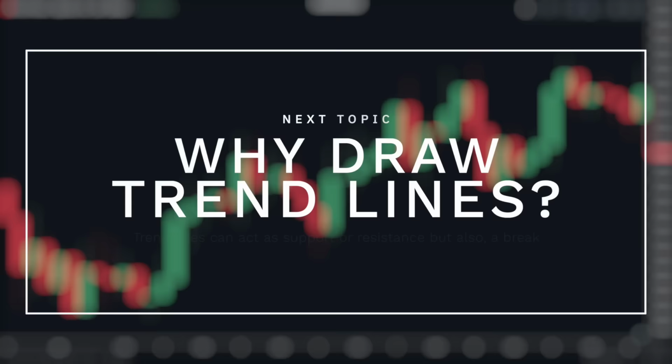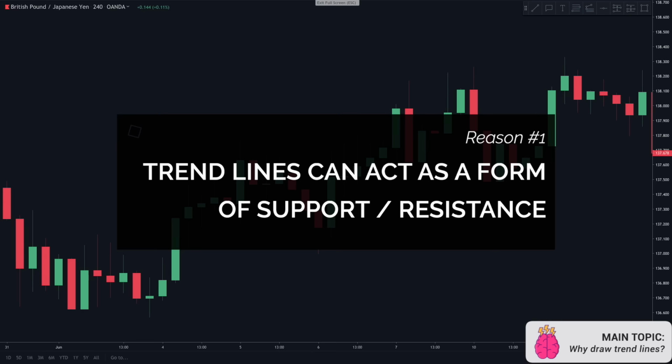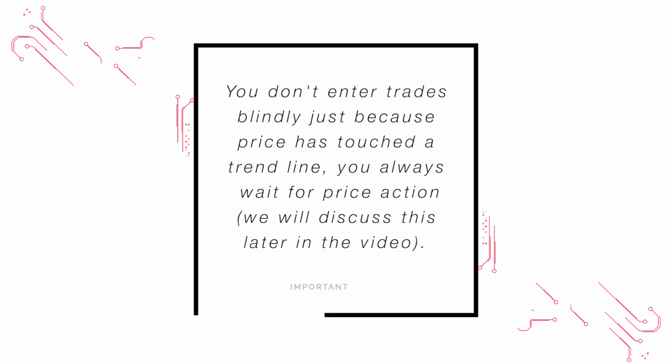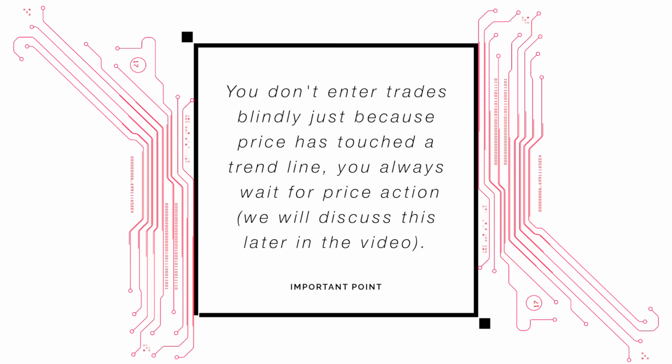So, why exactly do we draw trend lines? The first reason is because trend lines can act as a form of support or resistance. Along the top, the trend line acted as resistance when price touched it, and along the bottom, the trend line acted as support when price touched it. Now, you don't enter trades blindly just because price has touched a trend line. You always wait for price action in combination with other factors, which we will get into later in this video.